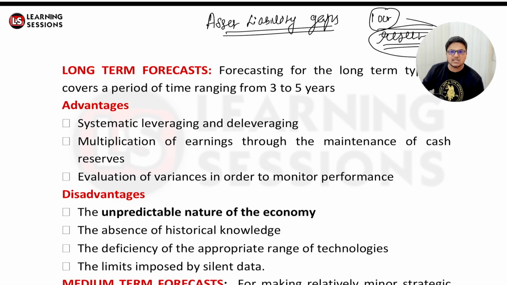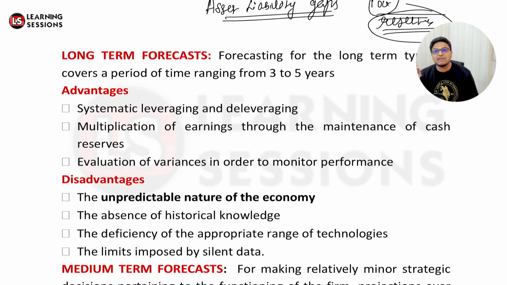Further, it's related to disadvantages. Disadvantages related to what? The unpredictable nature of the economy. You never know how the economy will be behaving. It's not that only some parameters are forcing the economy. It's a set of rules, a set of things which you cannot even predict, which is very much dynamic in nature. And definitely if you have an absence of historical knowledge, it may not lead to the right anticipation in forecasting. It could be related to a deficiency of an appropriate range of technologies. It may be that your data is limited by silent data. Silent data means the data which is actually saying nothing. That is, the data was not useful, but you were using it to forecast the things.